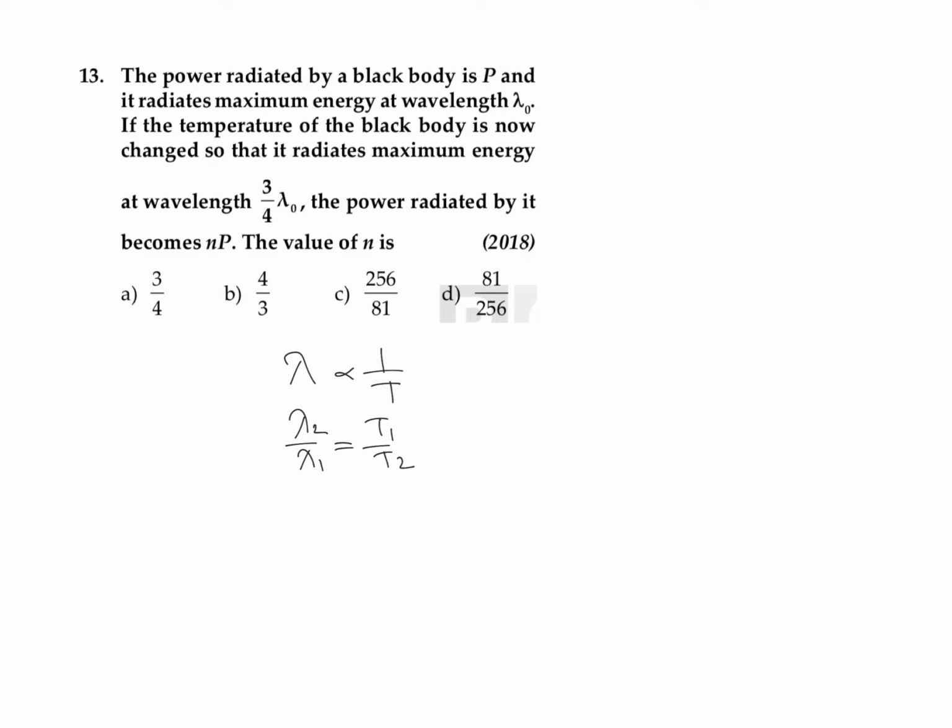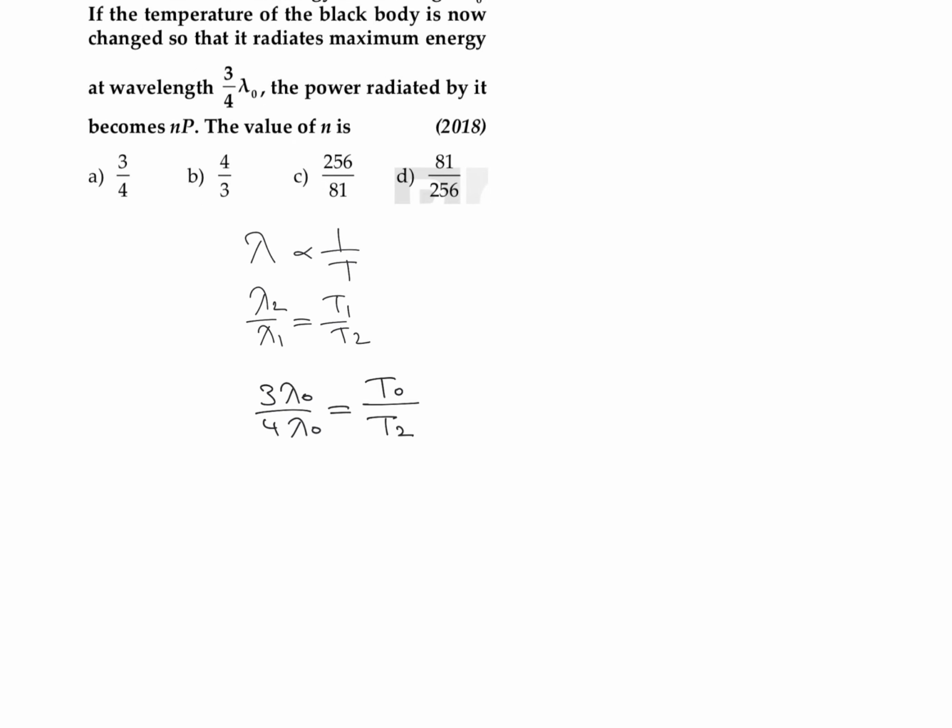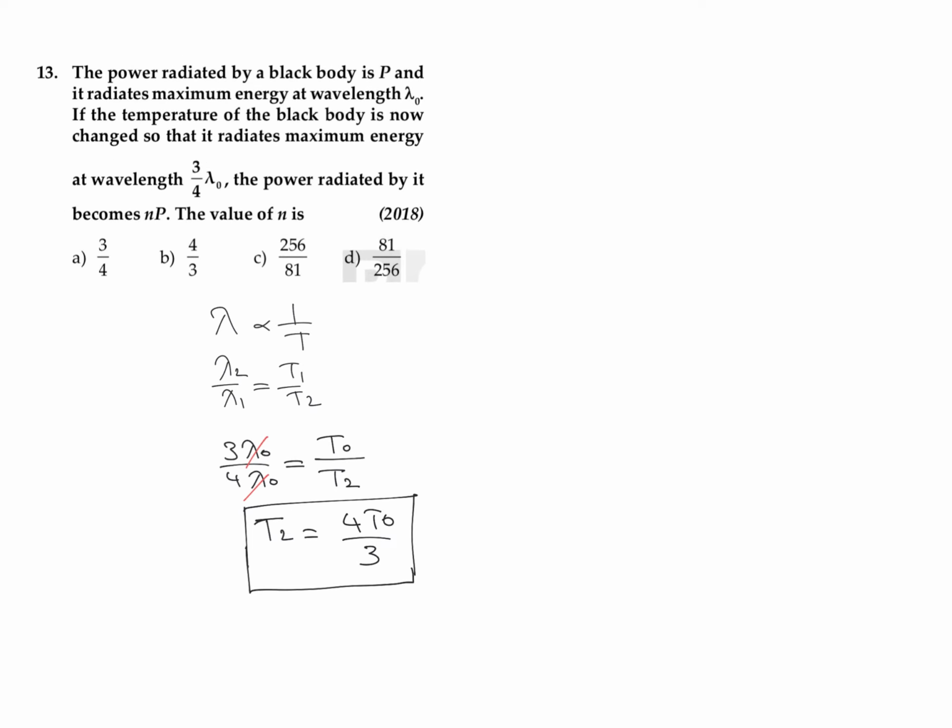Let's say lambda 2, as given in the question, is 3 lambda naught divided by 4, and lambda 1 is lambda naught. Take the initial temperature as T naught and the final temperature as T2. So we can find the value of T2 in terms of T naught. The value of T2 will be equal to 4 times T naught divided by 3. So we can say that the temperature is increased by 4 by 3 times.